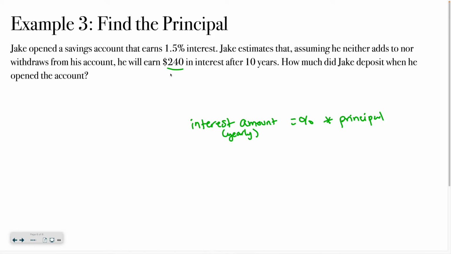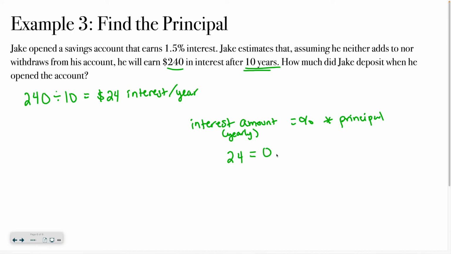But you have to be careful, because this $240 is earned in 10 years. So I have to convert that first. So I'm going to say 240 divided by 10 tells me that Jake is earning $24 in interest each year. Okay, so I'm going to use 24 in this spot. And then 1.5% as a decimal, 0.015, times our principal, or starting amount.